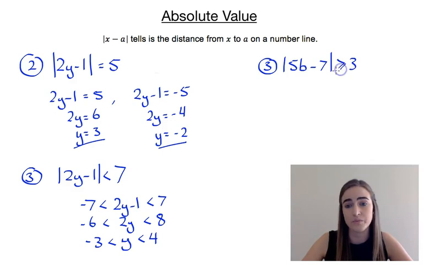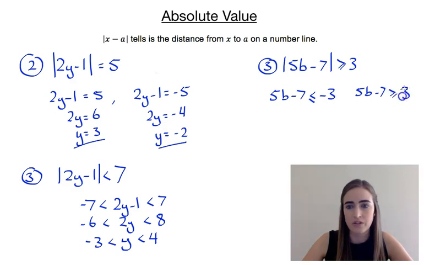Last example, so we have the absolute value of 5b minus 7 is greater than 3, or greater than or equal to. So when it's a greater than or equal to, we're going to have two separate answers. So we're going to have 5b minus 7 is less than or equal to minus 3. And we're going to have 5b minus 7 is greater than or equal to 3. So on a number line, that's going to look like our main number that we're focusing around, and it's coming up this way and down this way. So there's this gap in the middle, and that's why we have to have two separate ones.